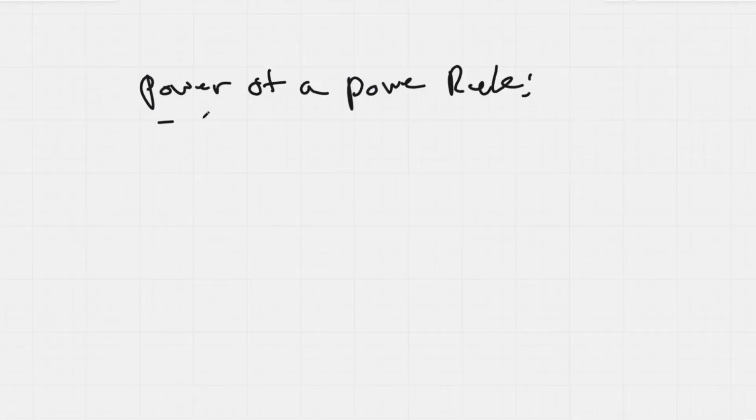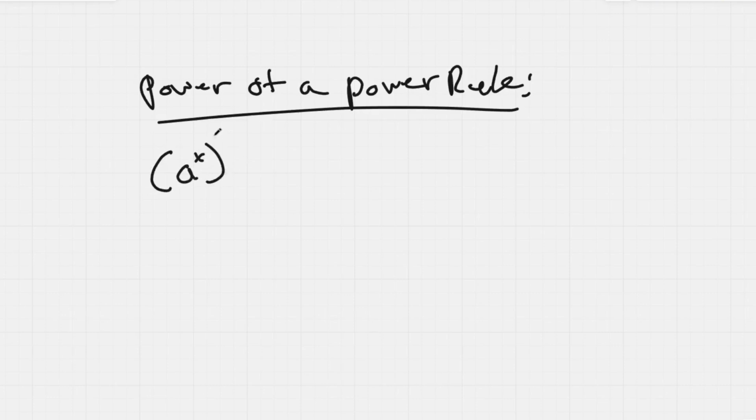Let's look at the power of a power rule. So for this, let's say I had a to the power of x, which is then put to the power of y. Many students make the mistake of adding this y and this x, which is not correct, right? What you actually want to do in this case is a to the power of x times y. So this would be the correct way to approach this problem.